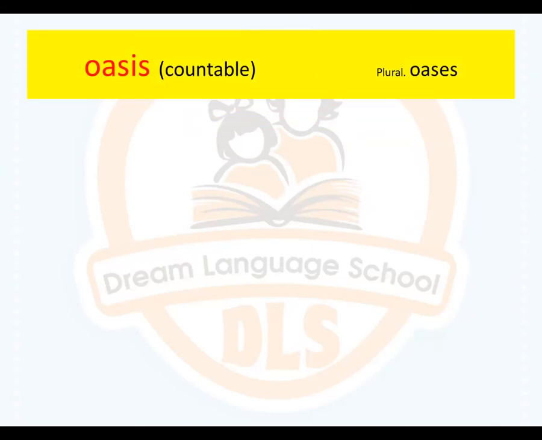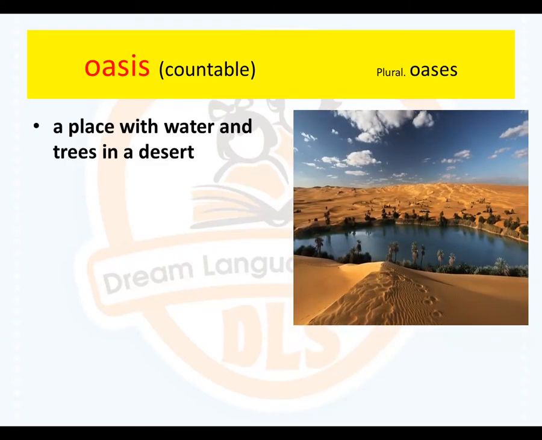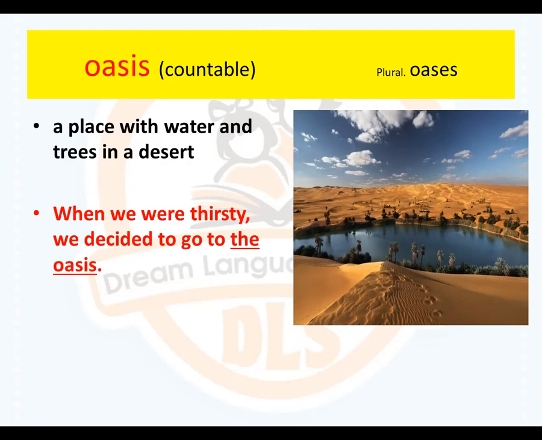Oasis. And the plural of oasis, oases. Okay, what's the meaning of oasis? Oasis, a place with water and trees in a desert. For example, when we were thirsty, we decided to go to the oasis.